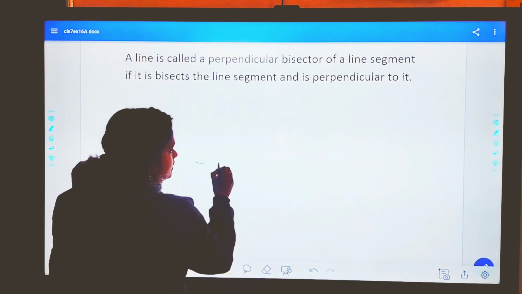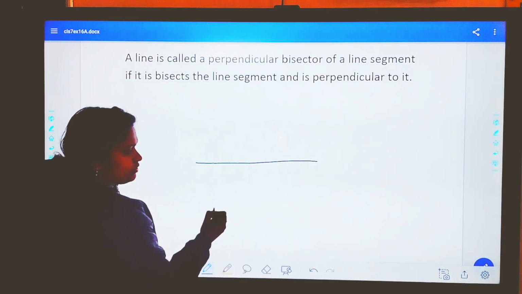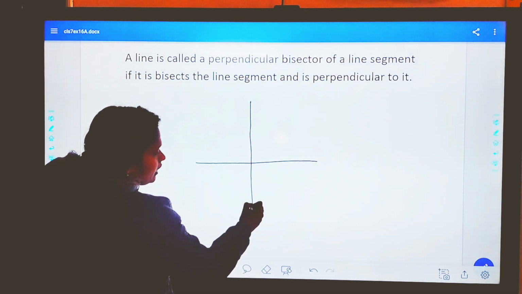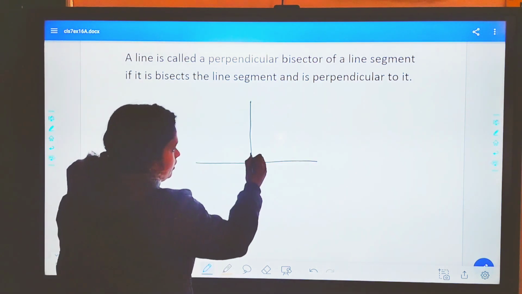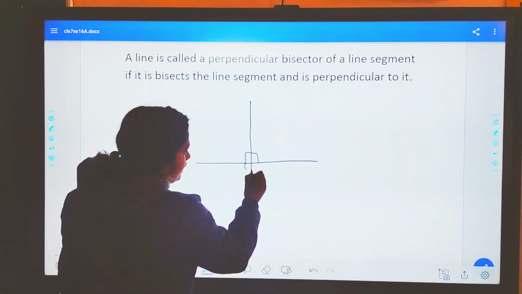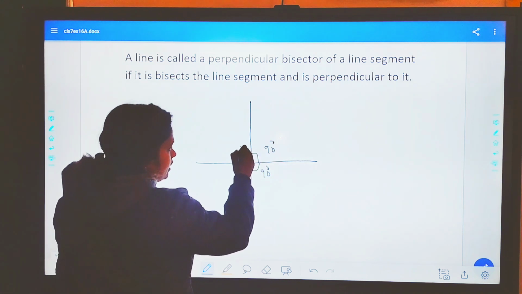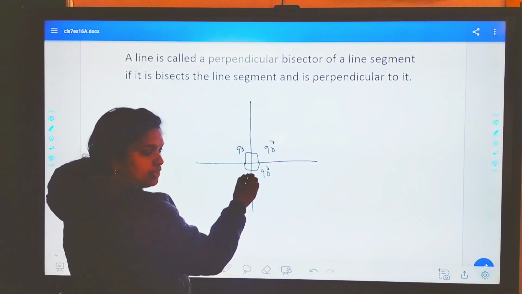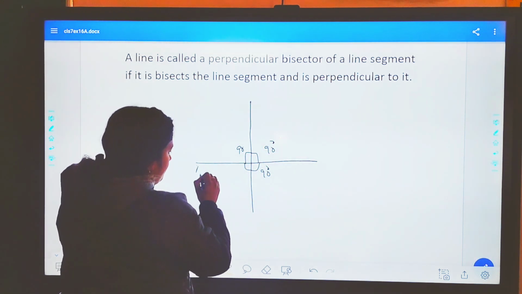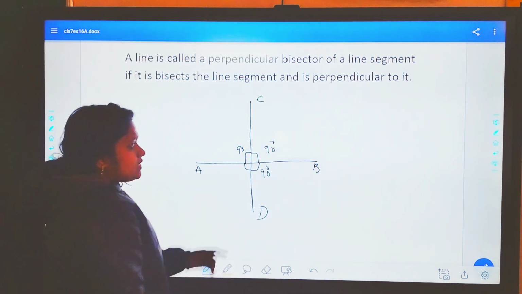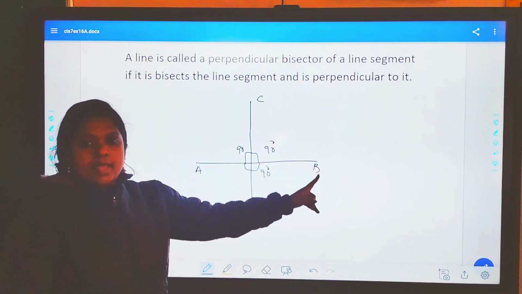This is the first straight line, the horizontal line, and I am drawing one vertical line that will be perpendicular. If all angles are 90 degrees, we can say that this line is perpendicular to this line. We can give the names AB and CD. So CD is perpendicular to AB.